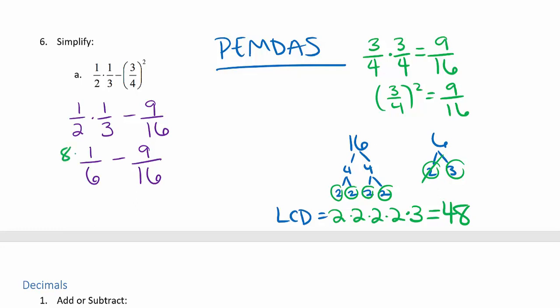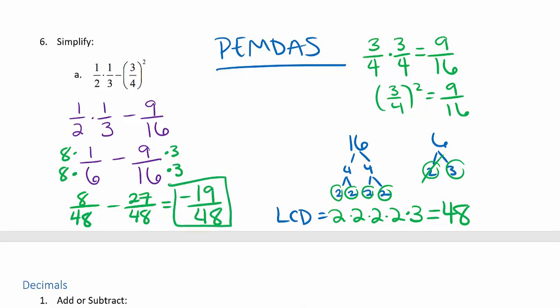That means I have to take the 1/6 times 8 over 8. That gives me 8 over 48. And I have to take the 9 over 16 times 3 over 3. And I get 27 over 48. I have a common denominator, so I can subtract the numerators. It's definitely going to be negative. 8 minus 27. Well, 27 minus 8 is 19. So negative 19 over 48. You should check and see if that fraction can be reduced. This one can't. That's my final answer.